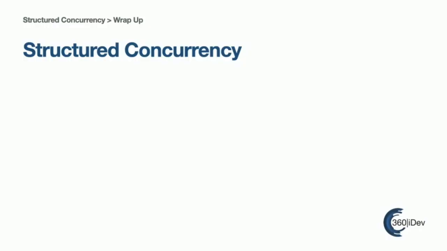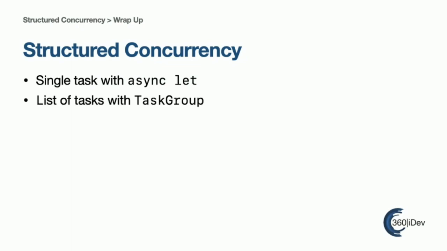So let's do a little bit of wrap up on structured concurrency before we move on. We can create a known number of child tasks to run in parallel using async let. With the task group, we can create a list of child tasks that can also run in parallel. Tasks cannot outlive the lifetime of their parent task, and we can easily make sense of concurrency locally because of the static scoping semantics that we can use here as well.